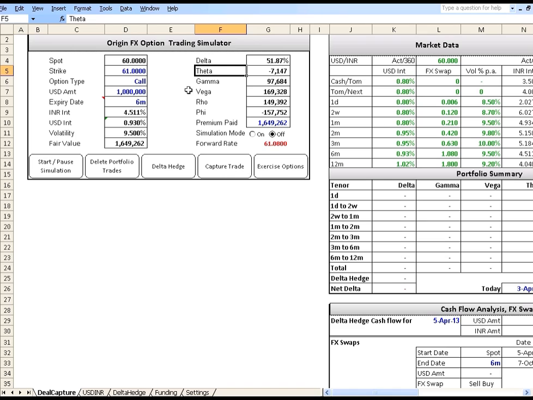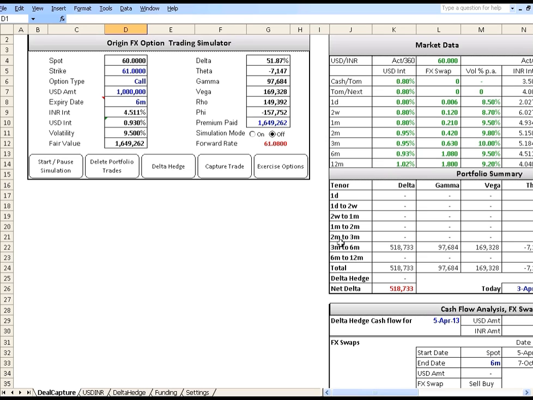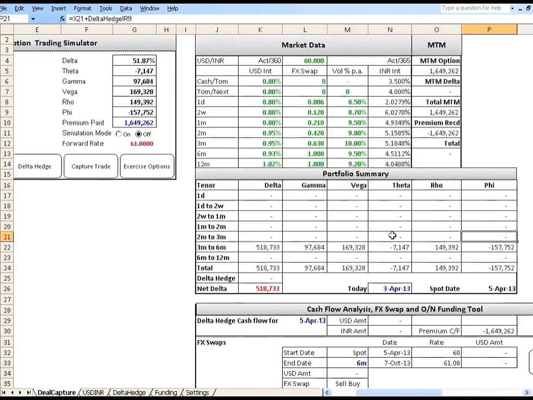The moment we capture the trade, all our portfolio parameters are updated instantaneously. The option MTM and premium received are exactly opposite numbers. All the Greeks appear in 3-month to 6-month bucket. We can see that the delta of the option is positive, which is expected as we have bought a call option. It implies if we do a delta hedge, we will need to sell approximately 500,000 USD INR.